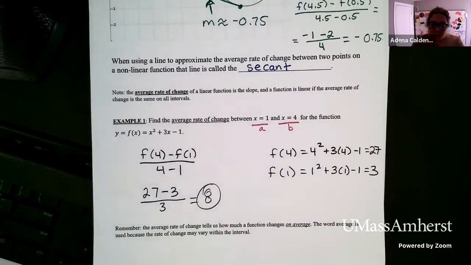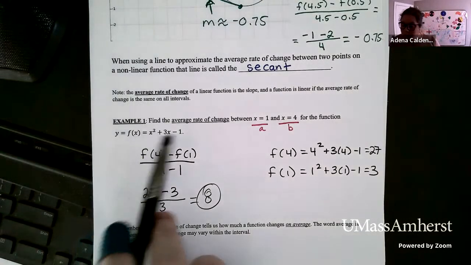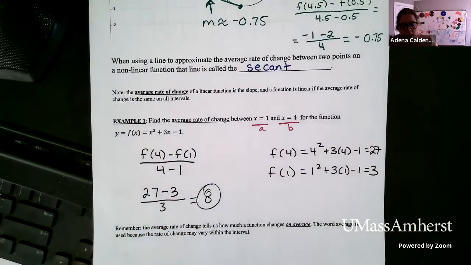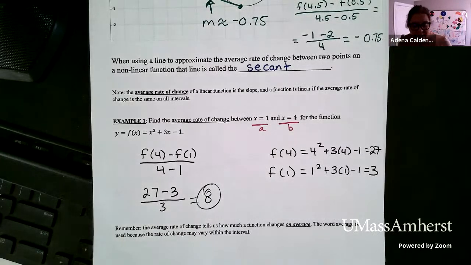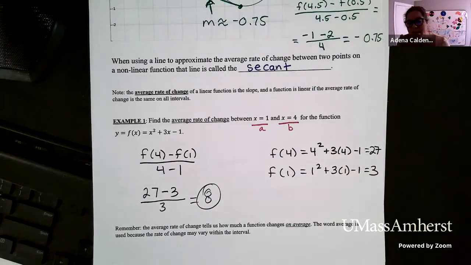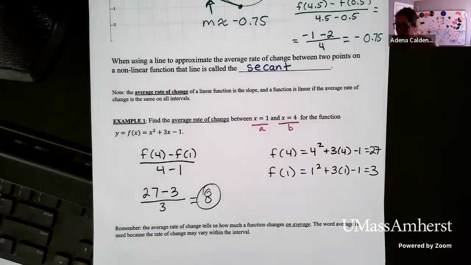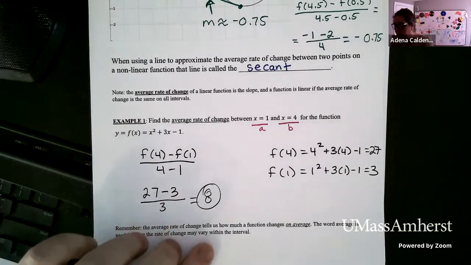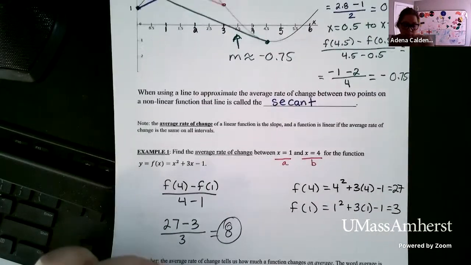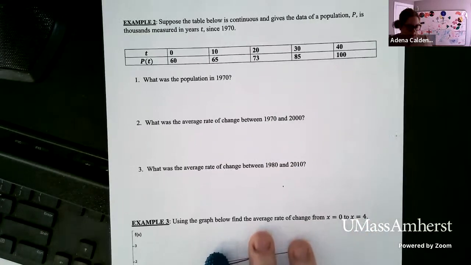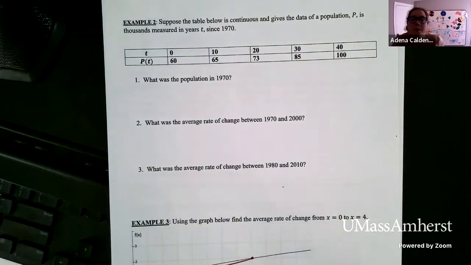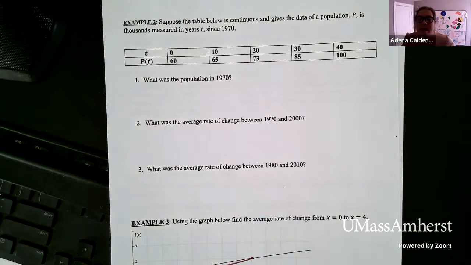So we can take our formula and retrofit it to this type of function, right? Even if we can't see what the slope is going to look like, we can still do the calculation. Okay. So as you can imagine, we are going to try to now fit this to a table. This is sort of our next attempt here. So suppose that we have a table that is continuous and it gives the data of a population P in thousands measured in years T since 1970. So what does that mean?